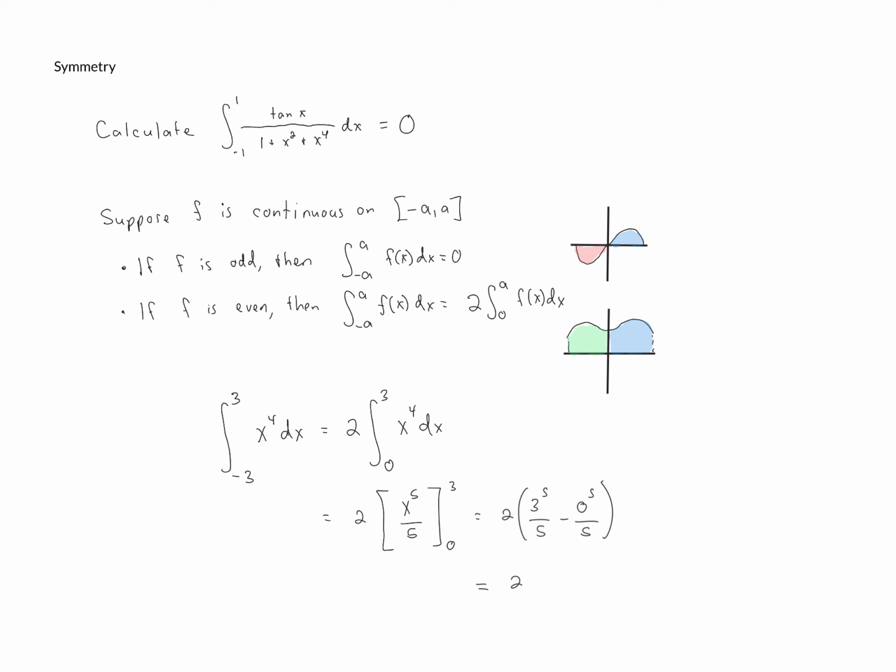Life is good. Now 3 to the 5th: 3, 9, 27, 81, 243, over 5. And that's going to end up being 486 over 5. It's just a little bit nicer than having to plug in 3 and -3. Saves you just a little bit of calculation.